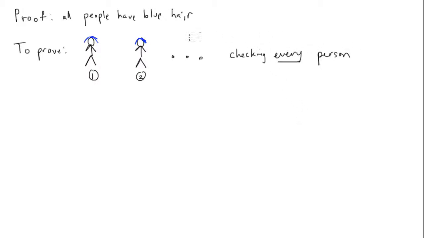Okay? And in the same way, the vertical line test succeeds if every vertical line passes, meaning that it intersects only once, or perhaps no times, but at most once. And that'll be kind of like having blue hair. So to prove the statement, we'd have to line up every single person on the planet and check one by one, do they have blue hair?